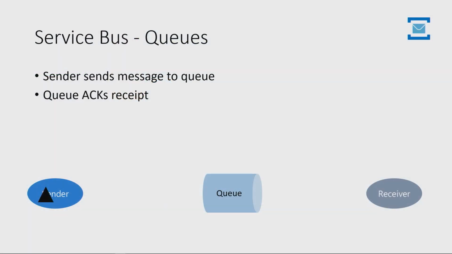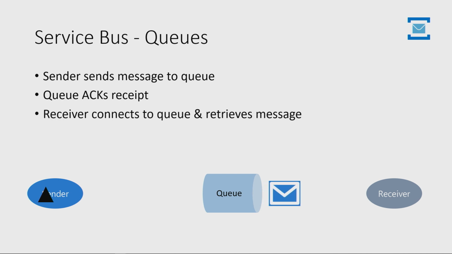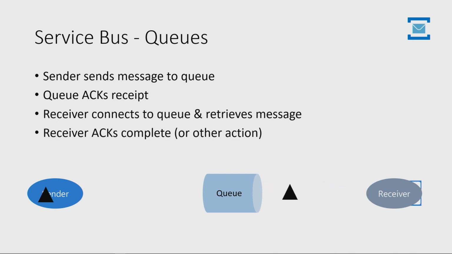If the receiver is down or it's processing something else, the queue depth will keep on increasing. When the receiver is ready to accept new messages, it can connect to the queue and retrieve the message, and then also give its ACK back to say, I completed the processing of this message, so you can remove it from the queue. So there's acknowledgement happening on both sides. Absolutely. So it's a reliable system built over AMQP.